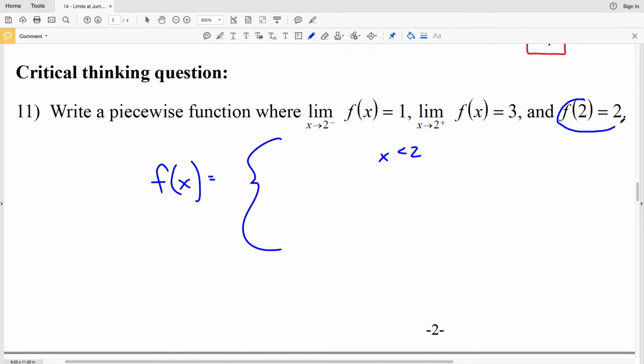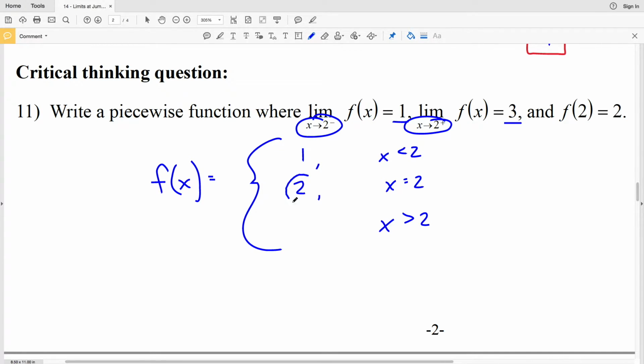But when x is equal to 2, our function of x is 2. So we can write that middle piece in, f of x equals 2 when x is equal to 2. But now the limit from the right, or from the positive direction, so when x is greater than 2, that limit is going to be different than coming from the left, so for values less than 2. Now the easiest way to do this is that we'll simply plug in 1 for our first part, f of 2 equals 2, we already have that taken care of, and then 3 for our last piece.